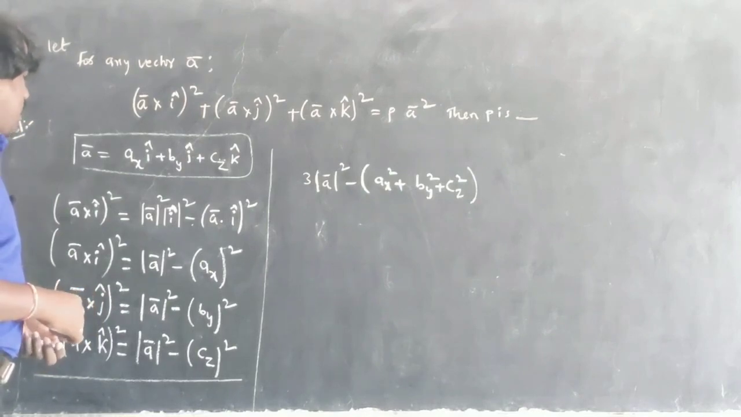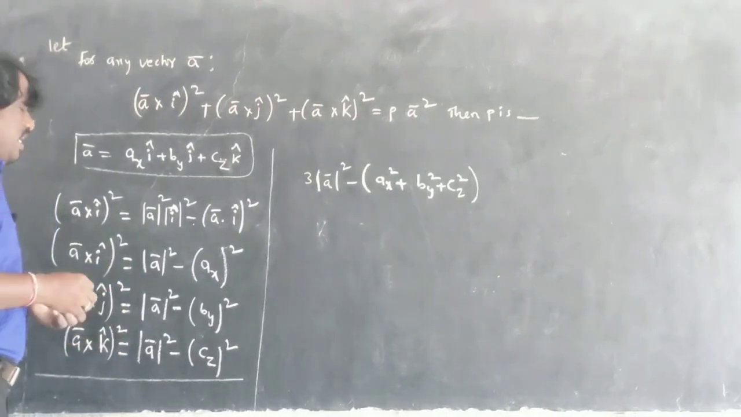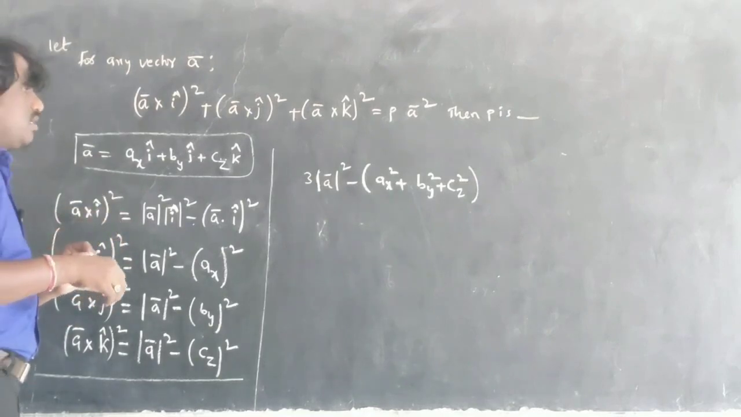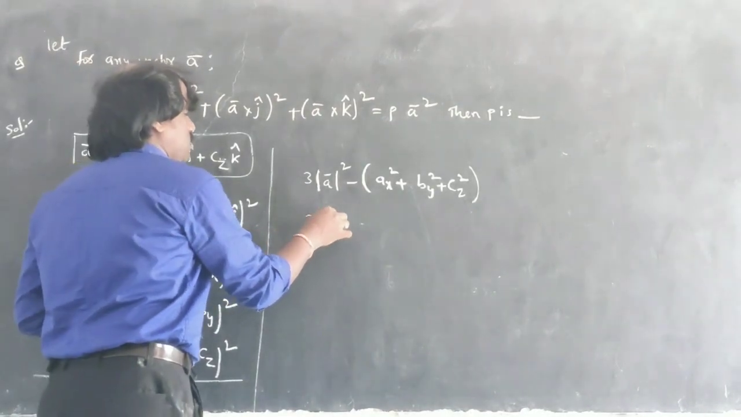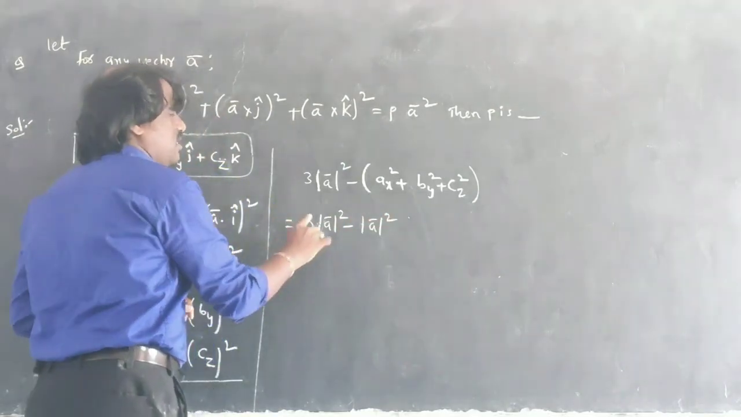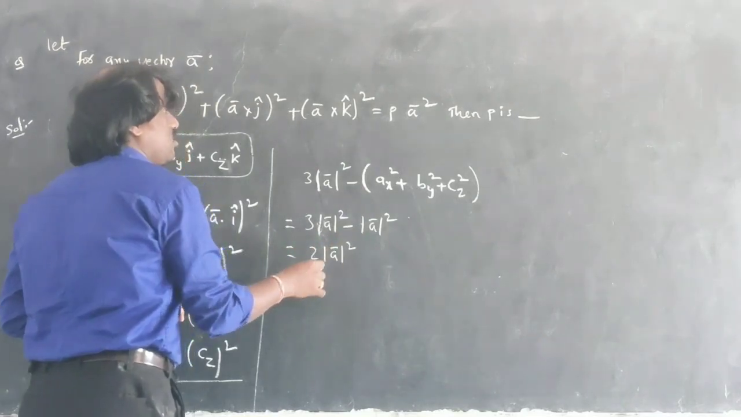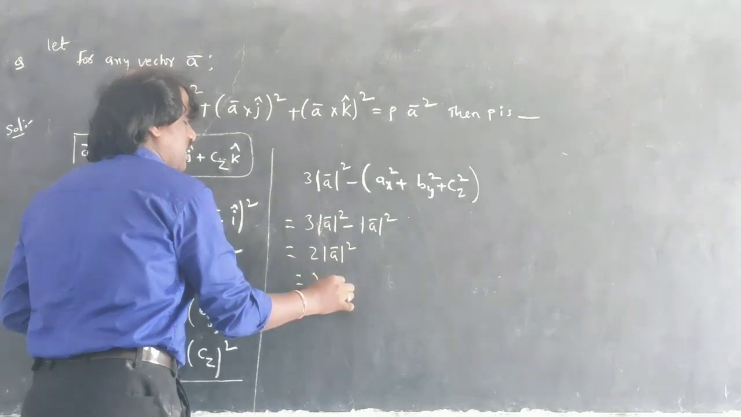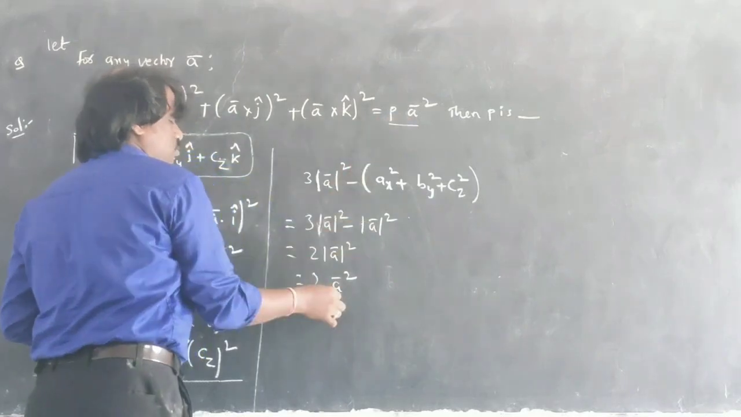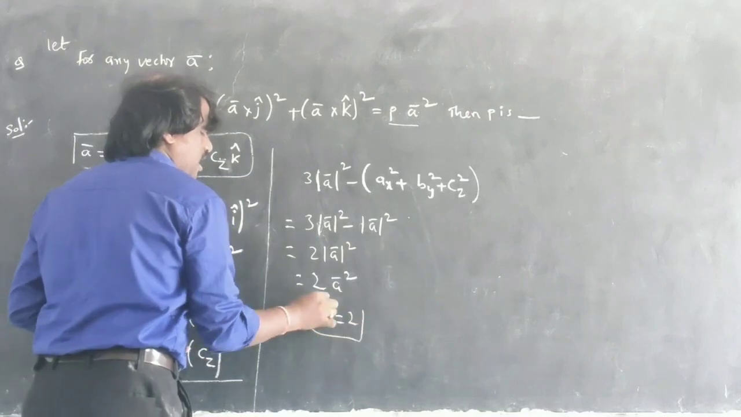I explained to you that ax square plus by square plus cz square we can also write as mod a square. So this is nothing but 3 mod a square minus mod a square. That means the value of this will be 2 mod a square. That is also we can write as 2 a vector square. Therefore, if you compare both, they are equal, so the value of p will be 2. Value of p is equal to 2.